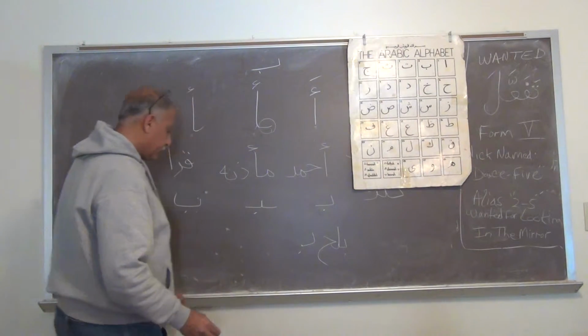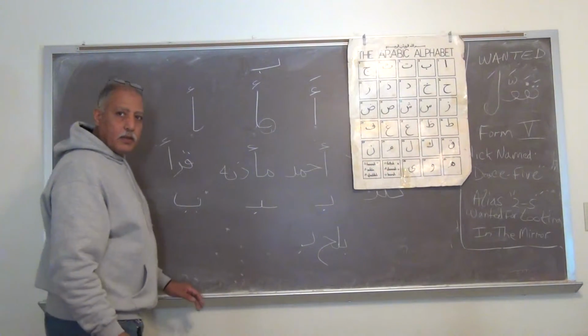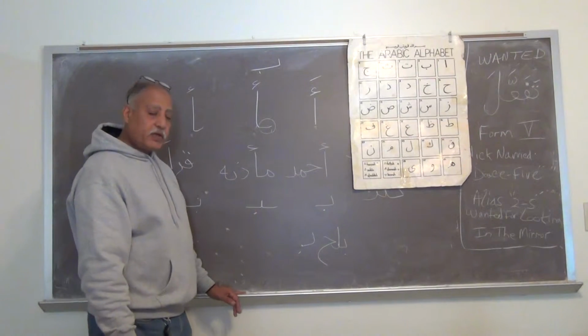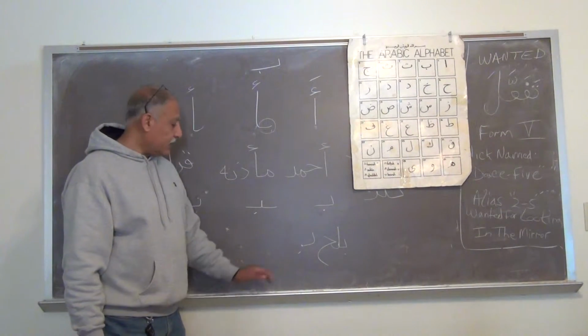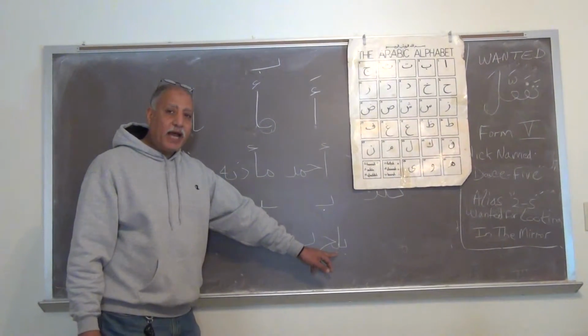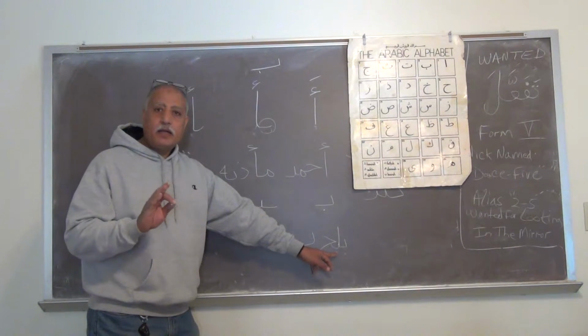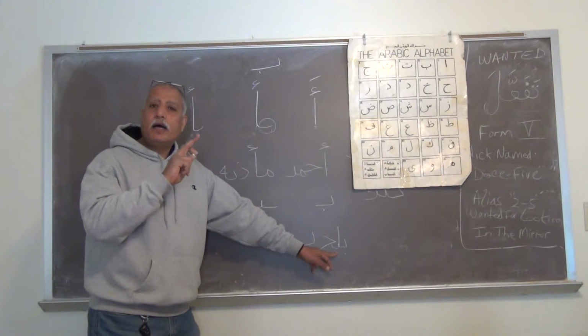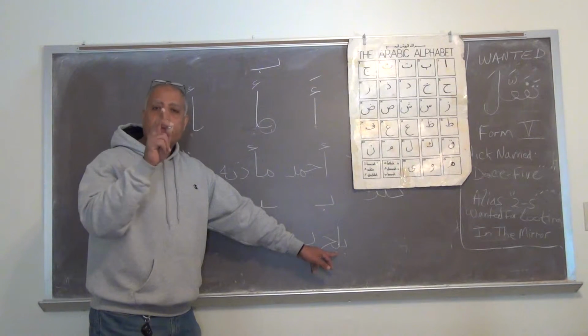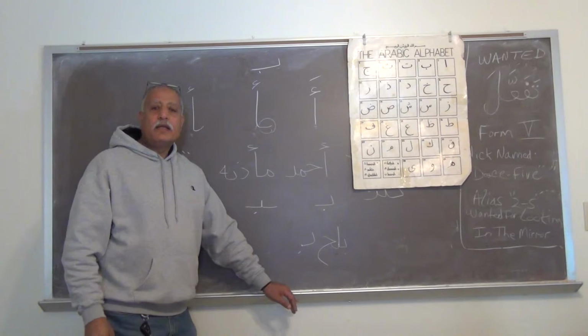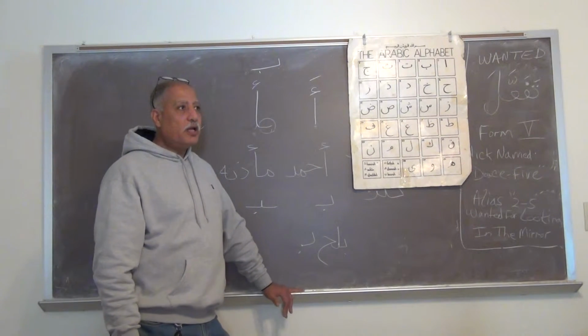That would be B-A-L, or B-A, for the letter ba. Balah. You would write it B-A what? How would you write that out? B-A, in what? English, yeah.